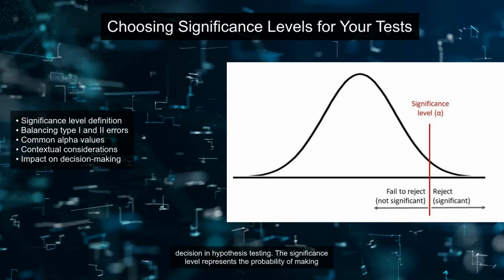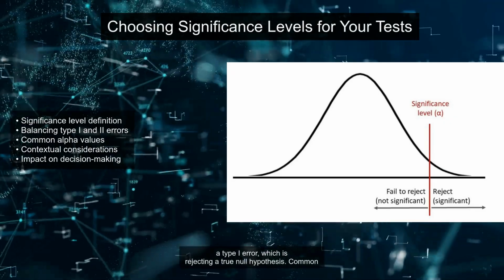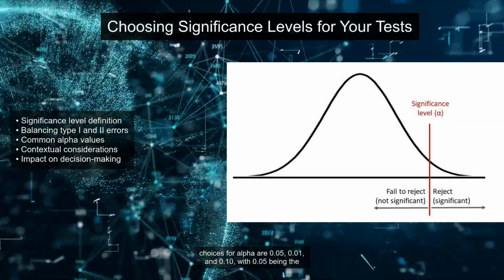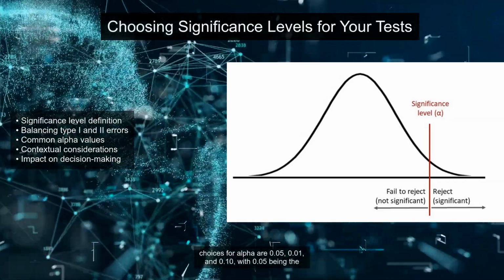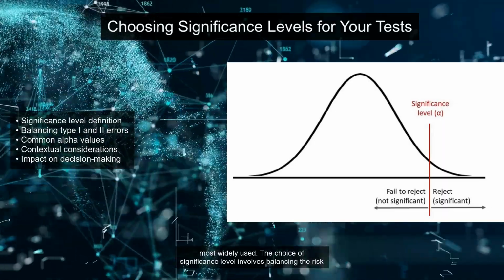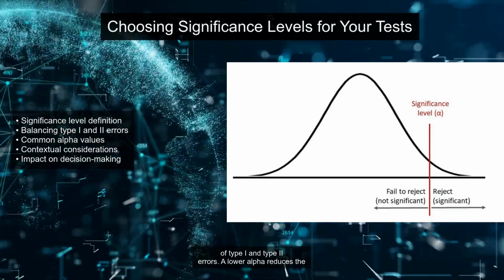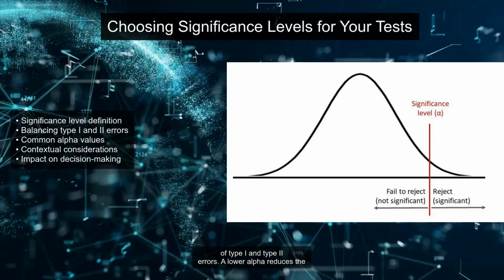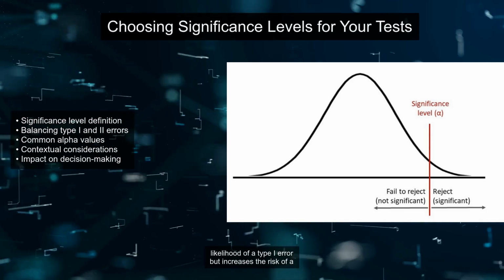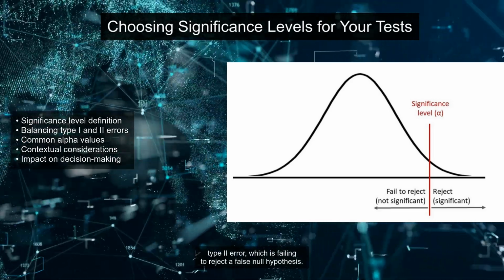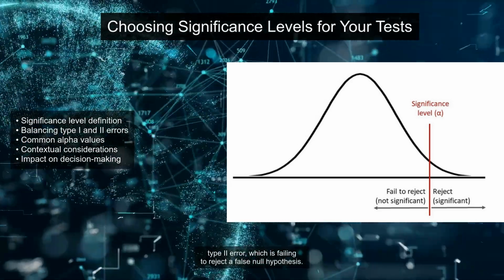Choosing the right significance level, often denoted by alpha, is a crucial decision in hypothesis testing. The significance level represents the probability of making a type I error, which is rejecting a true null hypothesis. Common choices for alpha are 0.05, 0.01, and 0.10, with 0.05 being the most widely used. The choice of significance level involves balancing the risk of type I and type II errors. A lower alpha reduces the likelihood of a type I error but increases the risk of a type II error, which is failing to reject a false null hypothesis.